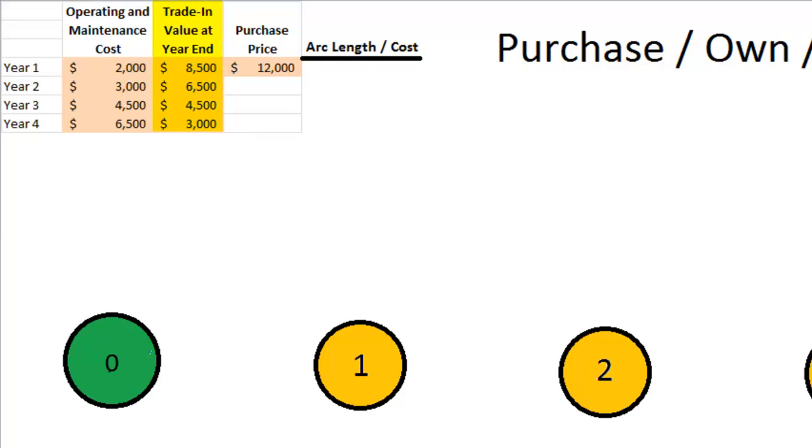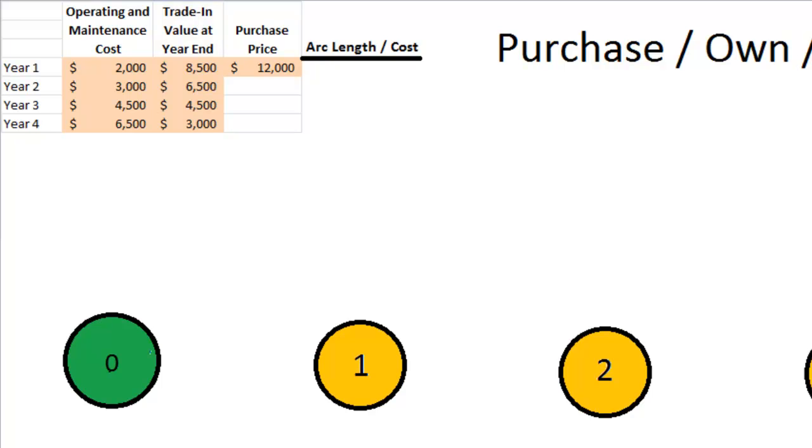Now the trade-in value is the value of the car after so many years. So of course, as a car gets older, its trade-in value decreases pretty rapidly. So if Connor were to trade in his car this time next year, he would receive $8,500 for it. If he waited 2 years, it would be $6,500, and so on.